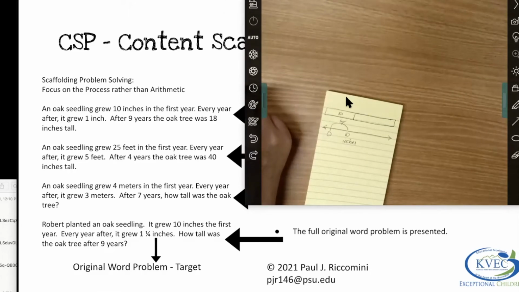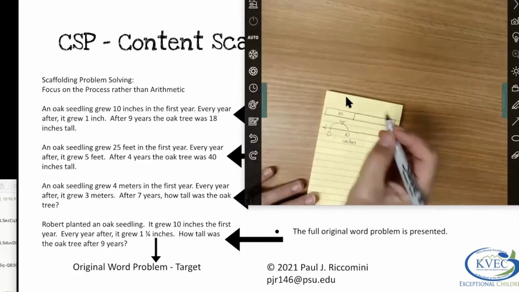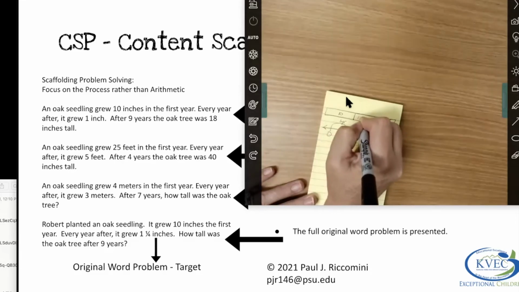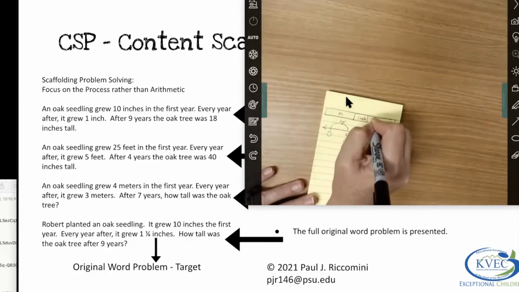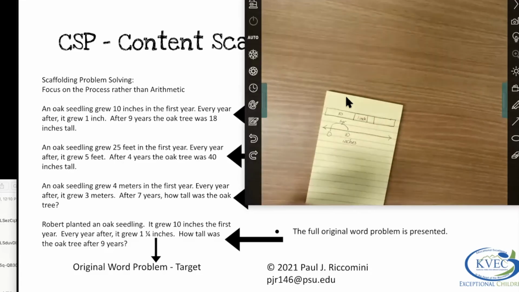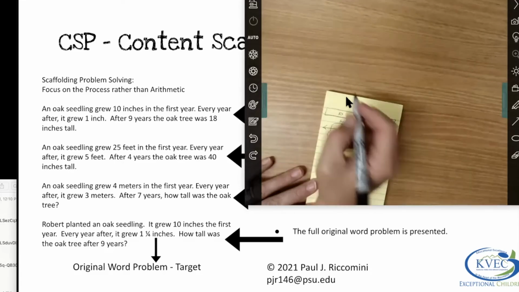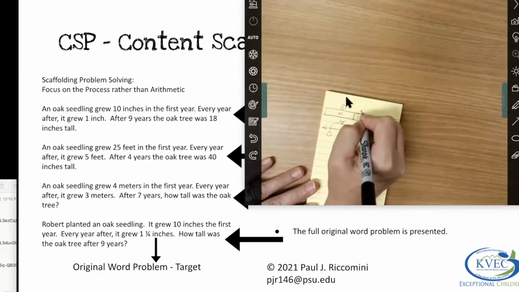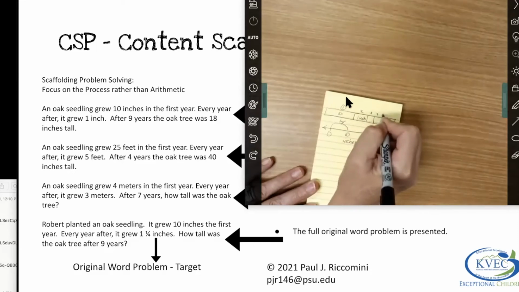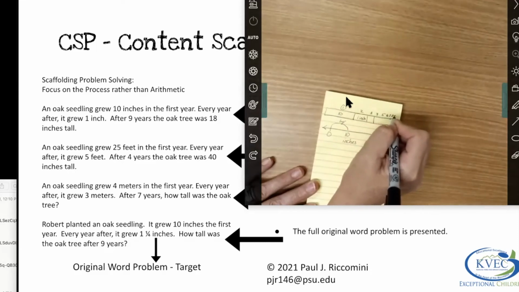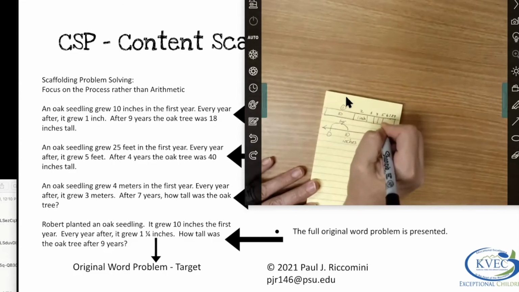And the students are going to say what? It grew what? It grew an inch, right? So it grew 1 inch each year after that. For how many years did it grow? And you're going to say for 9 years. So this is my first, 2, 3, 4, 5, 6, 7, 8, 9. So they're going to go in here and they're going to put 1 inch in each one of these.